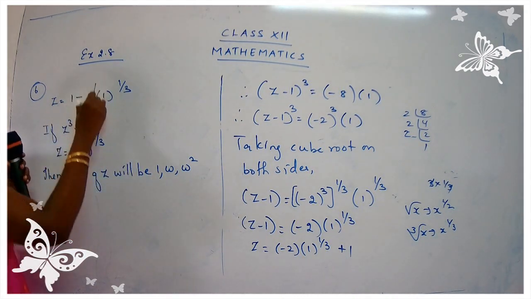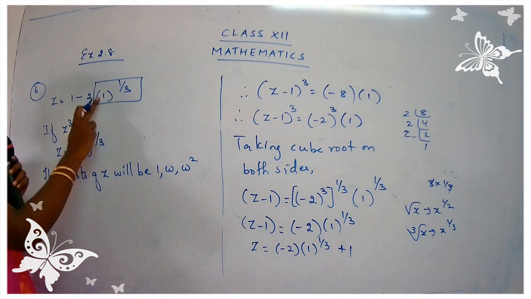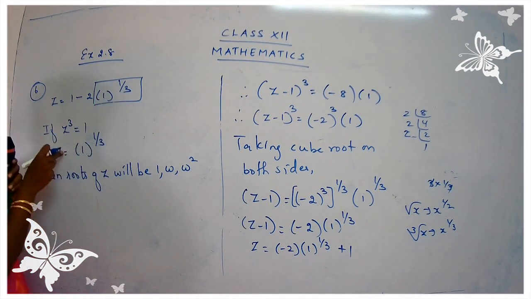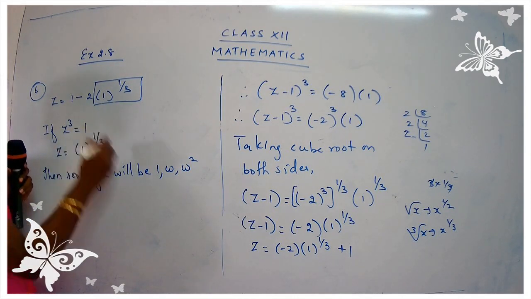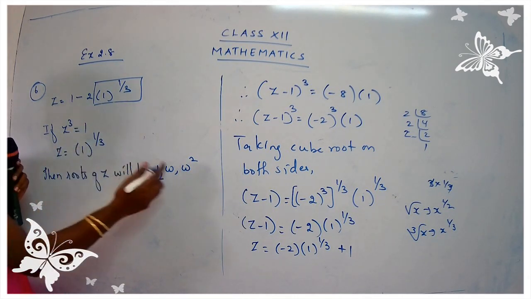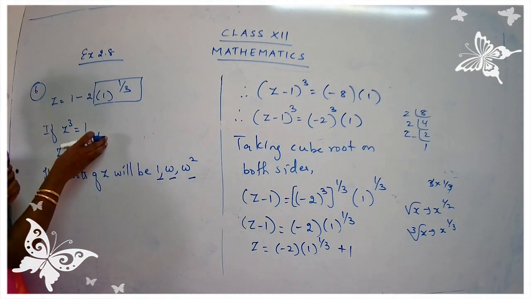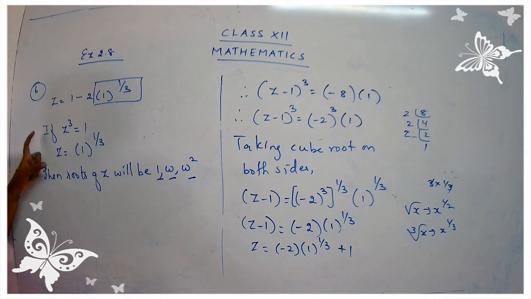See, we have found this answer. Yes, children, we have found the answer for 1 raised to 1 by 3. That is z. That means you are going to apply 1 over here, you are going to apply omega over here, you are going to apply omega square over here. Getting my point? We are just using the fact.